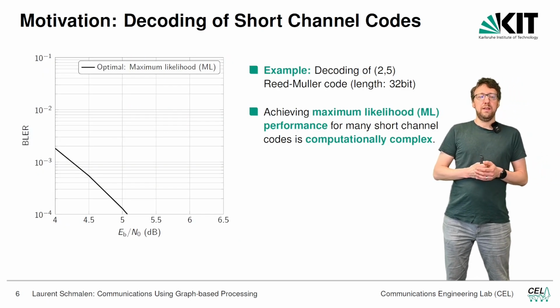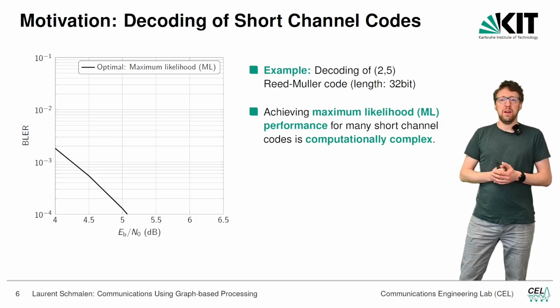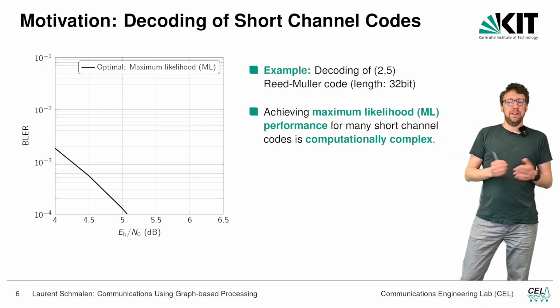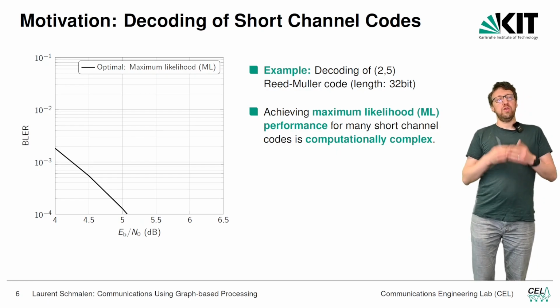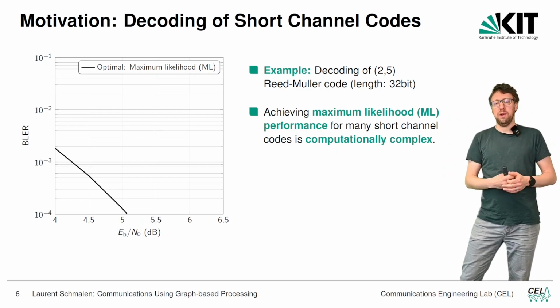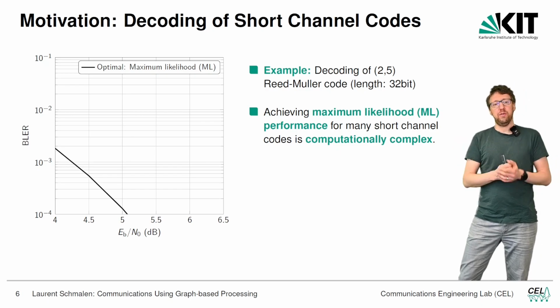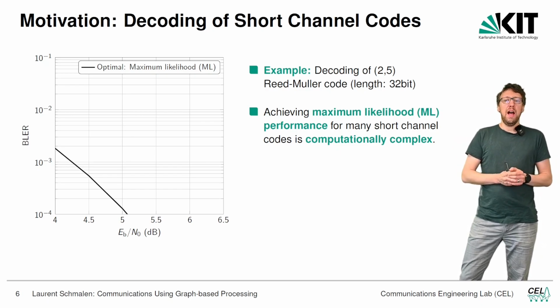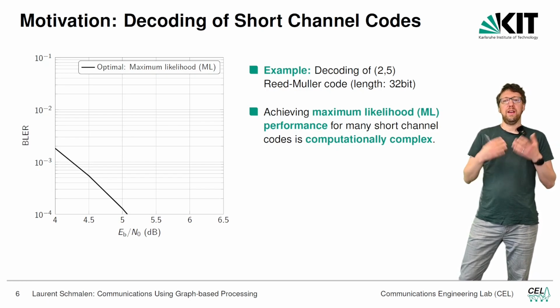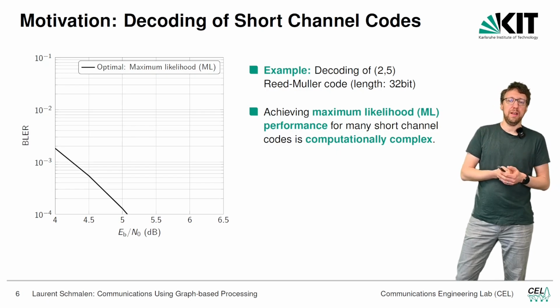We start with a very simple code, the Reed-Muller code. It's a very short code of length 32 bits, and the information length is 16 bits, so we just want to transmit 2 bytes of information. It could just be a simple telemetry command to a satellite, for instance, or to a device. And this short code, this Reed-Muller code, because it's so short, we can actually carry out the optimal decoding.